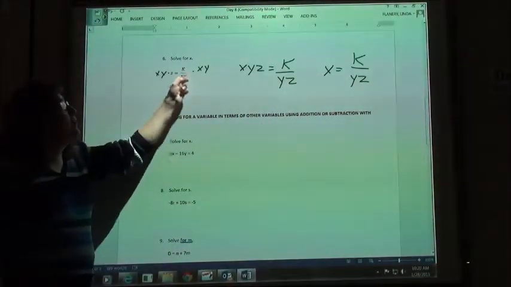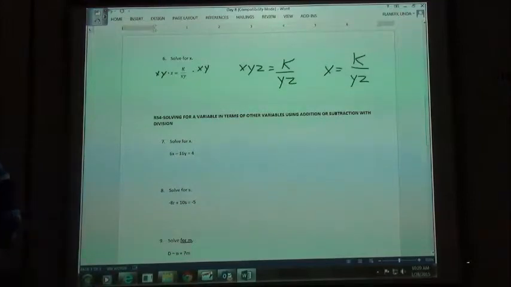So just like when we had those other fractions, I want to get rid of the fractions as my first step by multiplying by whatever's in the denominator, and then I can go ahead and solve.